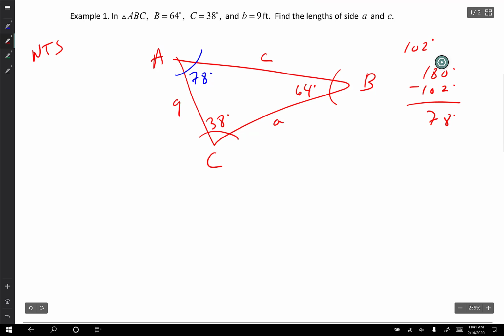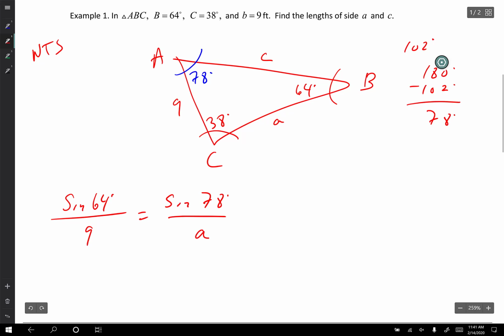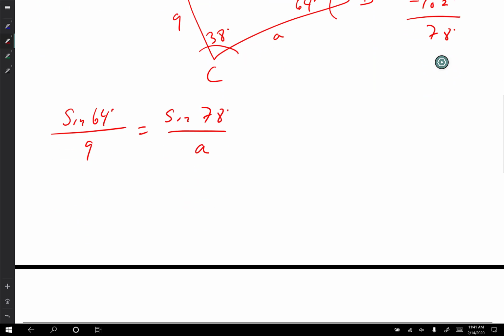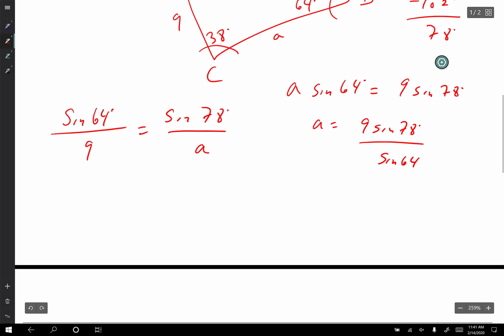So I want to figure out letter A first, because I like to go in alphabetical order. So here's what you're going to do. The one that we do have is 64 to the 9, so we have to use that. I'm going to say sine 64 degrees over 9 equals sine 78 over little a. Are we still okay? I'm going to cross multiply. When I cross multiply, I'm going to get a sine 64 degrees equals 9 sine 78 degrees. And I know some of you can do this in one step instead of 2 steps. That's okay. To get the a by itself, I'm going to divide by sine 64. I take my calculator, make sure that it's in degree mode, and I'm just going to type that in. I'm going to go 9 sine 78 divided by sine 64. I push enter, and there's my answer.